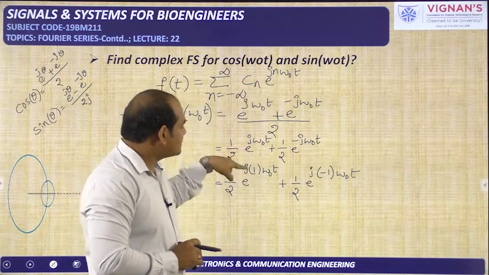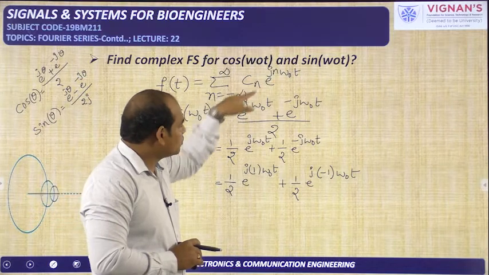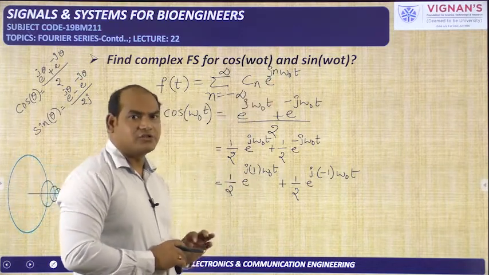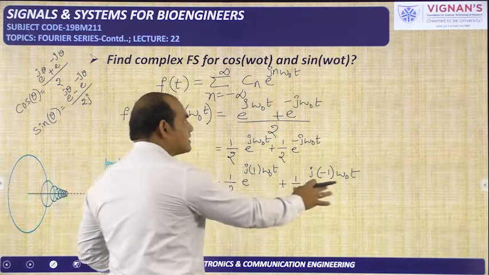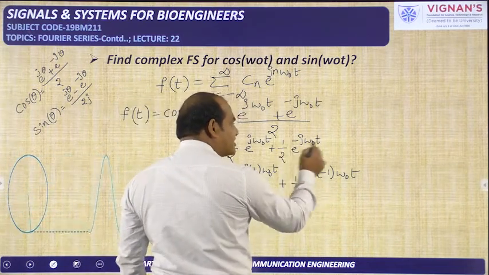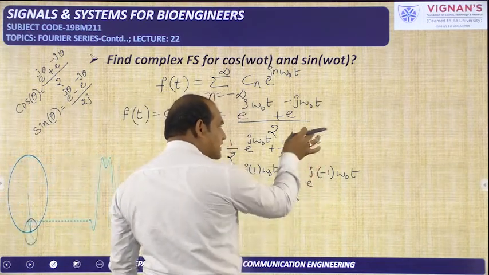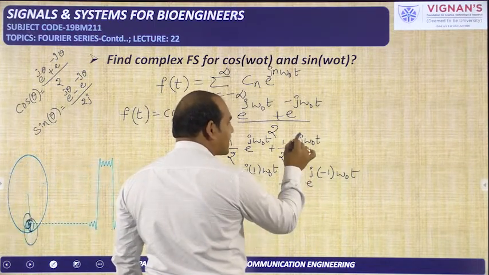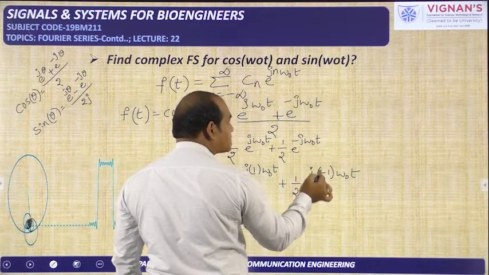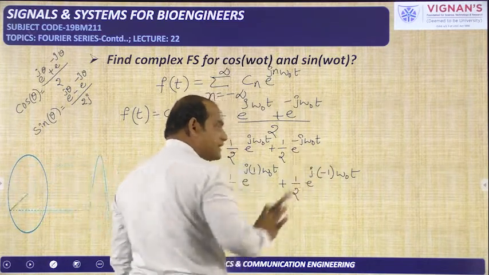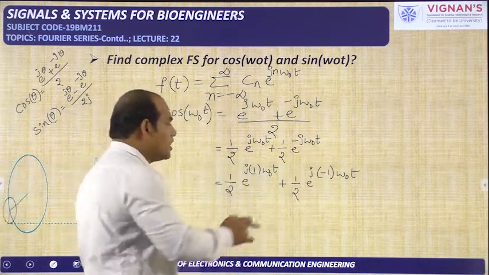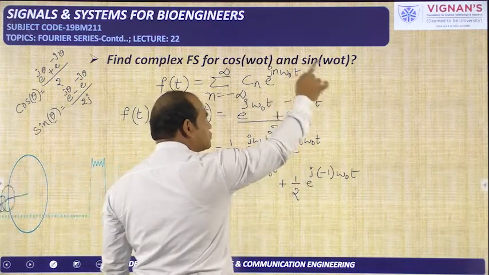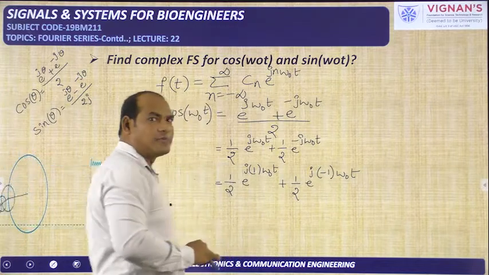If you compare this with the exponential Fourier series, here we can take n is equal to 1, omega naught t is available in both. And in this case also e power minus j omega naught t is there, so that minus j omega naught t we have written as e power j, with n is equal to minus 1, omega naught t. So in this particular term, if you compare with the exponential Fourier series, you will observe that n is equal to minus 1.